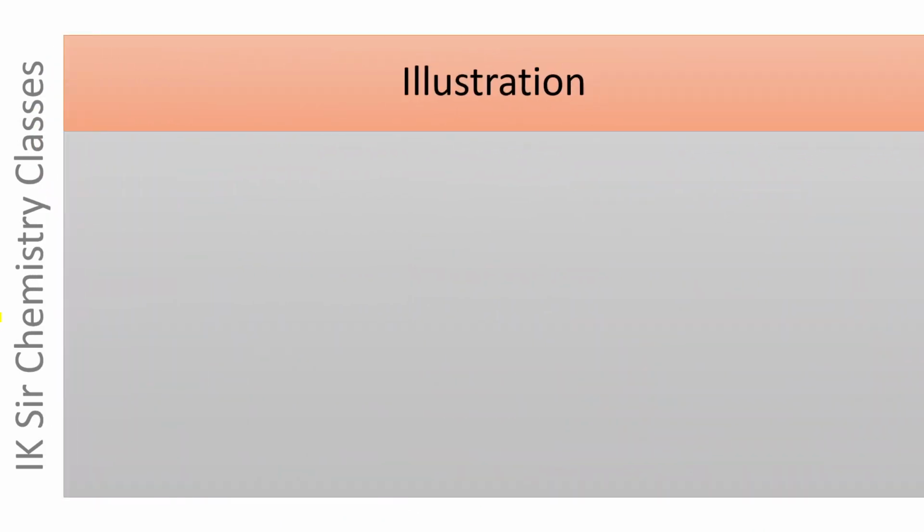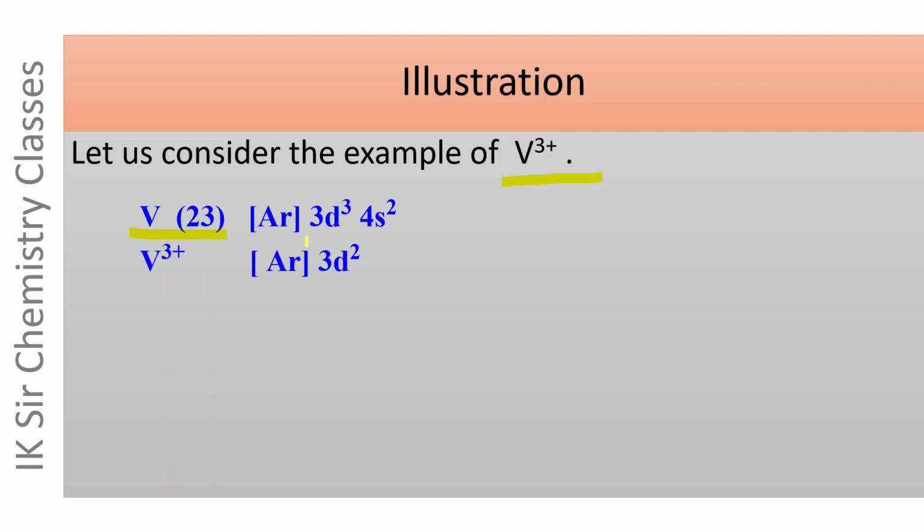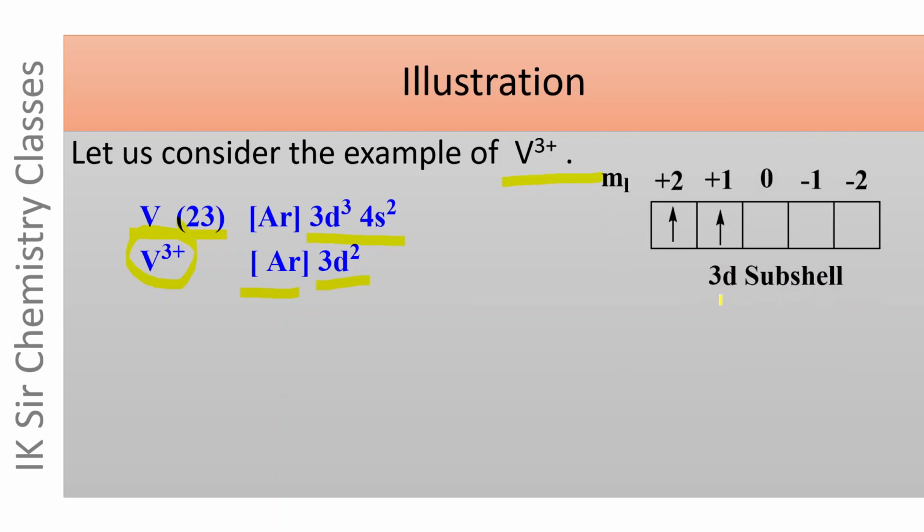Let us illustrate it taking the example of vanadium 3+ ion. The atomic number of vanadium is 23. Accordingly, its valence shell electronic configuration is 3d3 4s2, and therefore the electronic configuration of vanadium 3+ ion will be 3d2 after the electronic configuration of argon. The box diagram for vanadium 3+ ion is represented here.